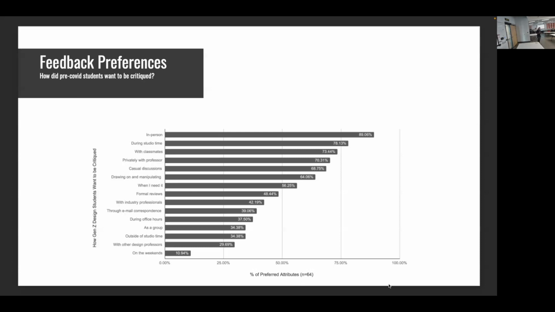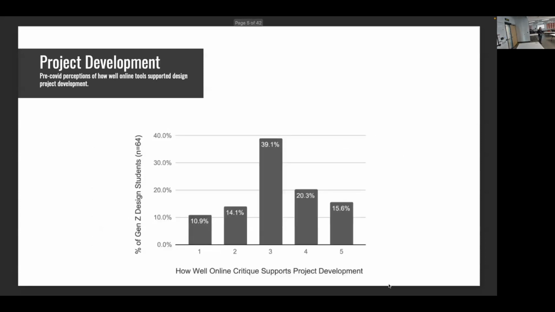What they told me was, I wanted in person, during studio time, with classmates, private, with the professor, casual discussions. These were all pre-COVID. And this is more information that came out of collecting data over time. At one point I asked, how well do online tools, again pre-COVID, support your project development? It's remote.